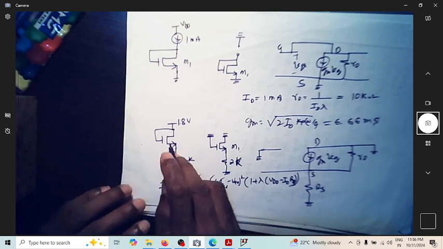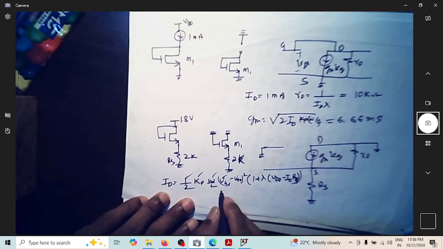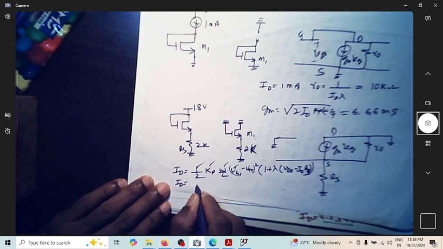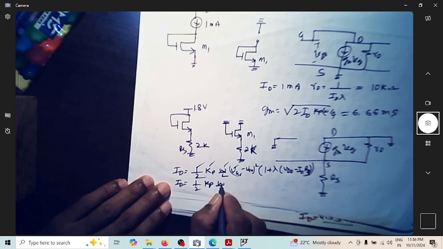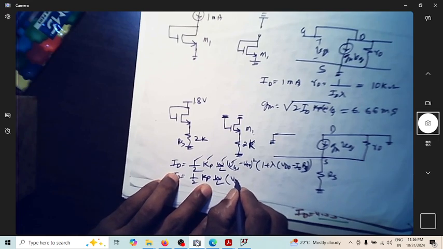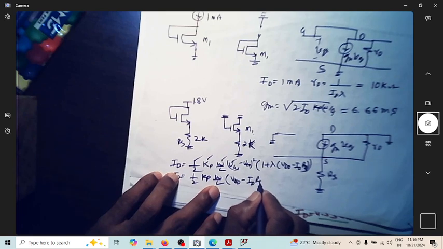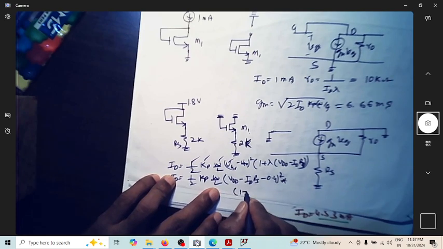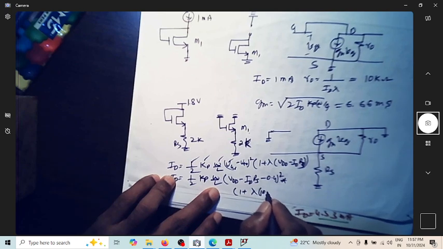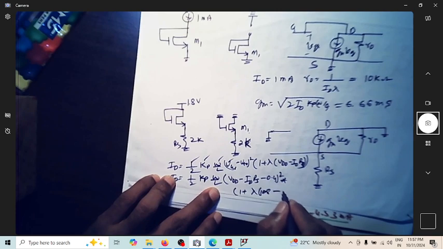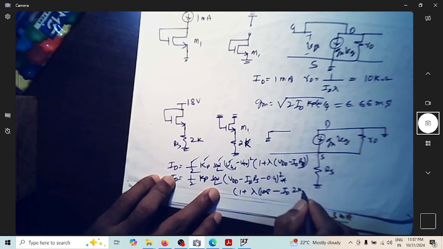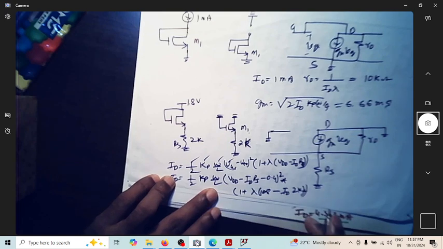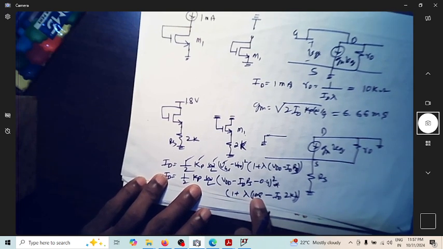VGS is VDD minus ID into RS. So VGS, you can further write it as ID is equal to half Kp W by L, VDD minus ID into RS minus 0.4 whole square, multiplied by 1 plus lambda into VDD minus ID into RD. Here VDD is 1.8, so 1.8 minus ID into RS, RS is 2 kilo.